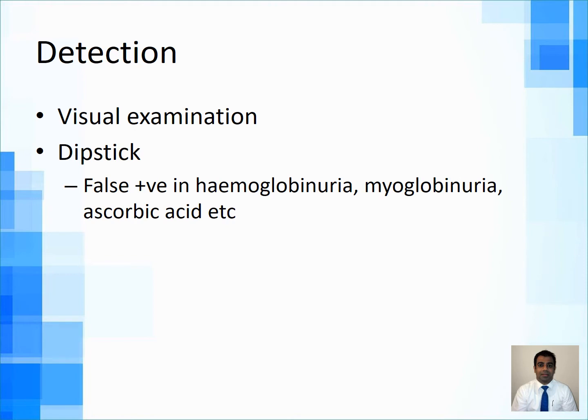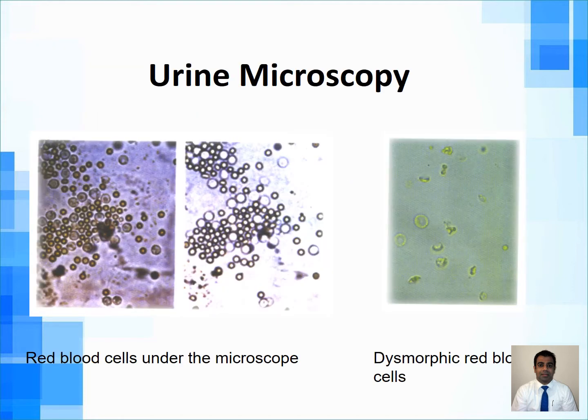You can use dipsticks, but remember, dipsticks will also show positivity for hematuria when there is hemoglobinuria, when there's myoglobinuria, and when there are significant amounts of ascorbic acid in the urine. So there can be false positive results with dipstick for hematuria with these entities, but it's a very easy method of detecting hematuria. And then you have microscopy, where you formally look at the urine under a microscope. Here are a few images of what hematuria looks like under the microscope.